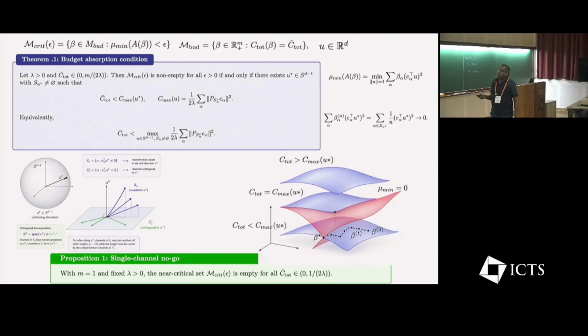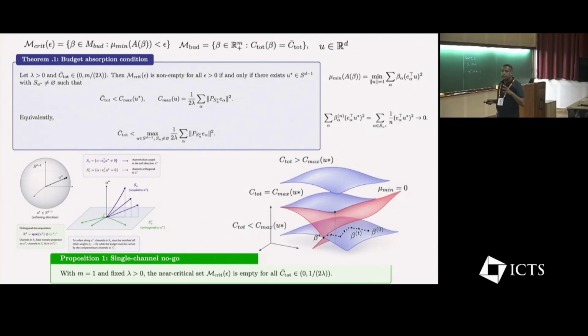Now, what this particular theorem says is that if you have a direction in the update space such that the eigenvalue of this is 0, then you can basically separate the eigenspace of this into channels which actually couple with this direction U and those which don't couple with this direction. U is the direction in which you have the soft mode.